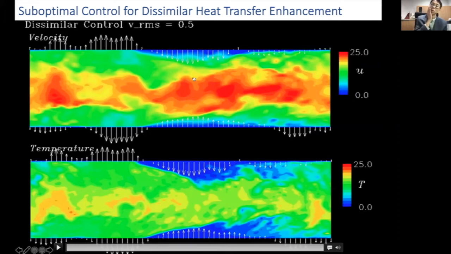So from the viewpoint of the governing equation, those two are quite similar, as I mentioned earlier. But the response of the velocity field and temperature field are quite different. Especially you can see that there is a very high velocity region here, which doesn't show in the temperature profile.